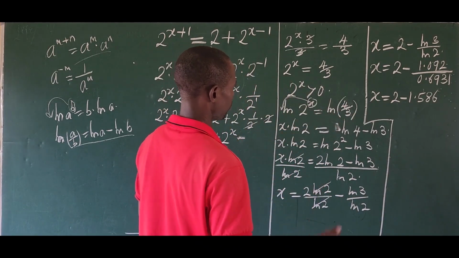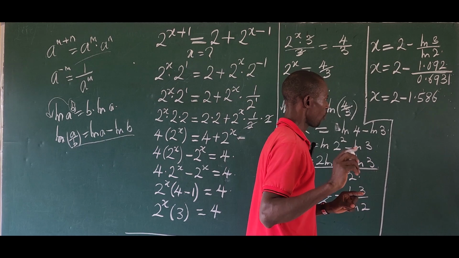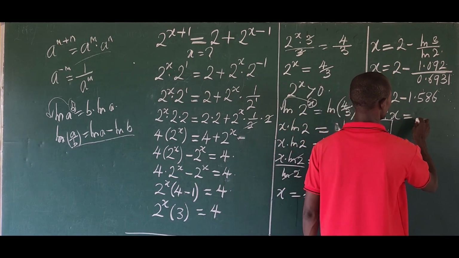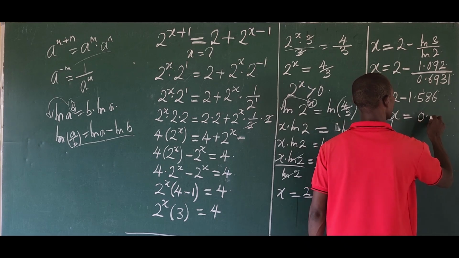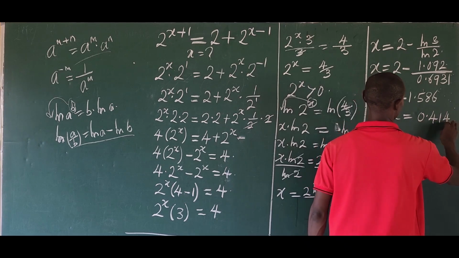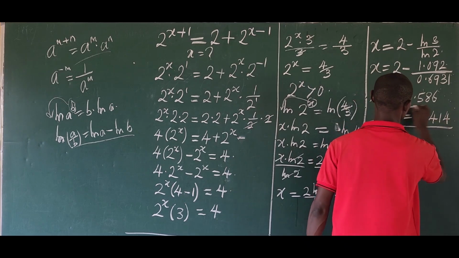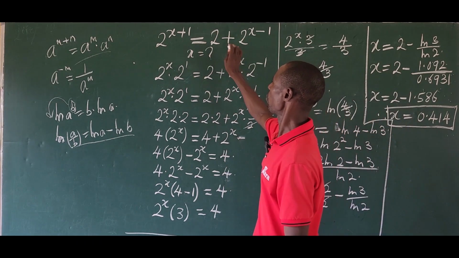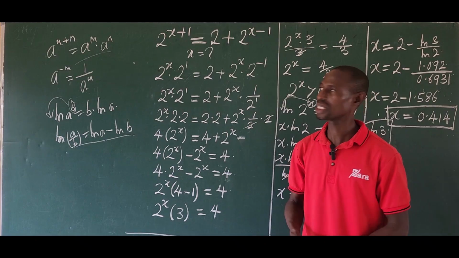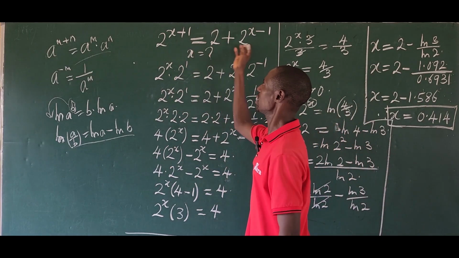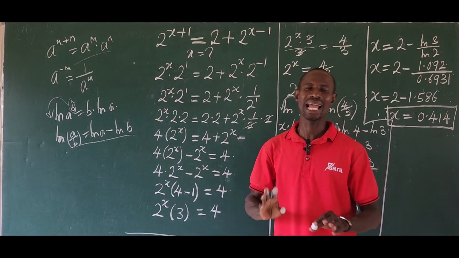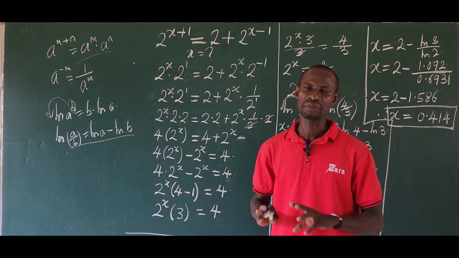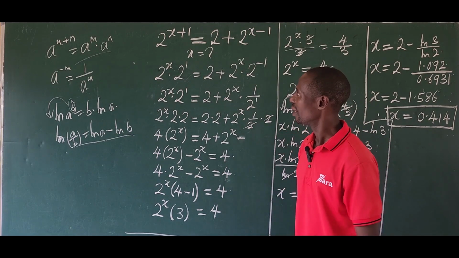Easy. What if we subtract this now? What will this give us? It's going to give us 0.414. So we have, therefore, x equal to 0.414. So this is the value of x that will actually satisfy this original equation. But if you input these values into this system, you're going to have what is called the approximate value. Not exact values, but approximate values, very, very close to each other.